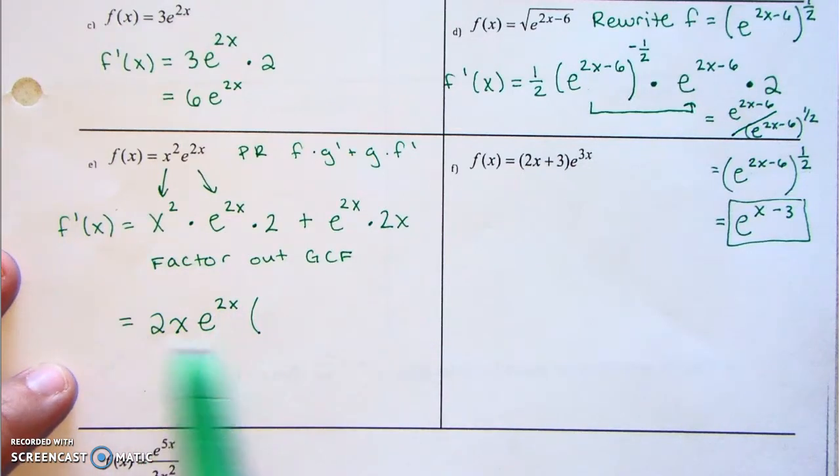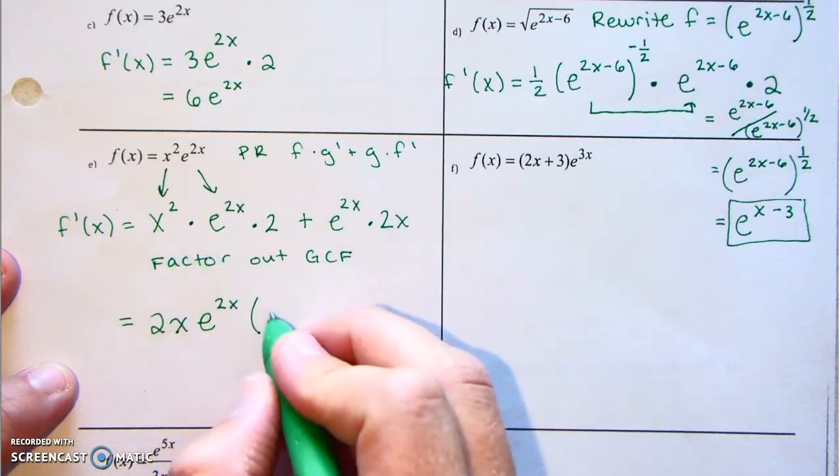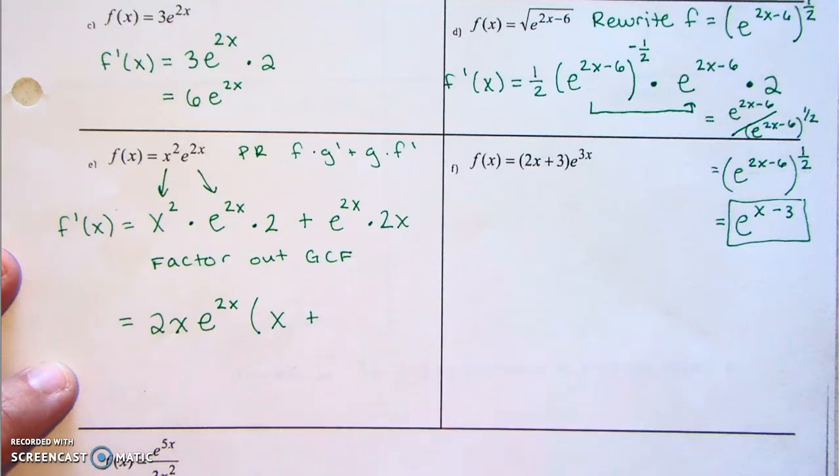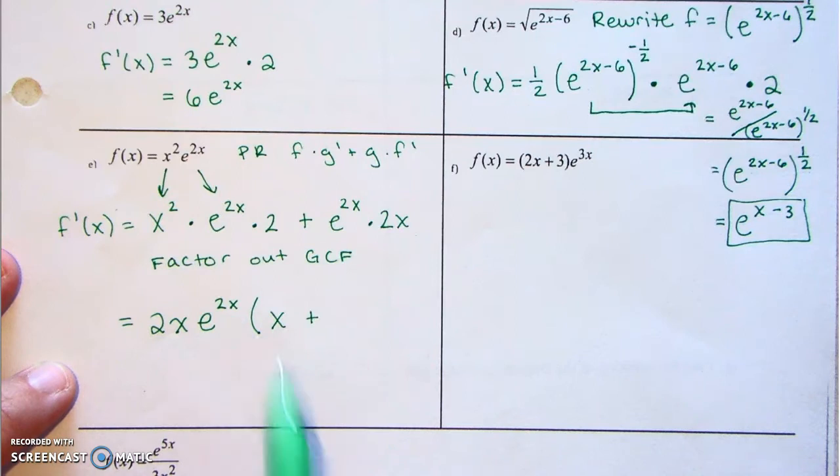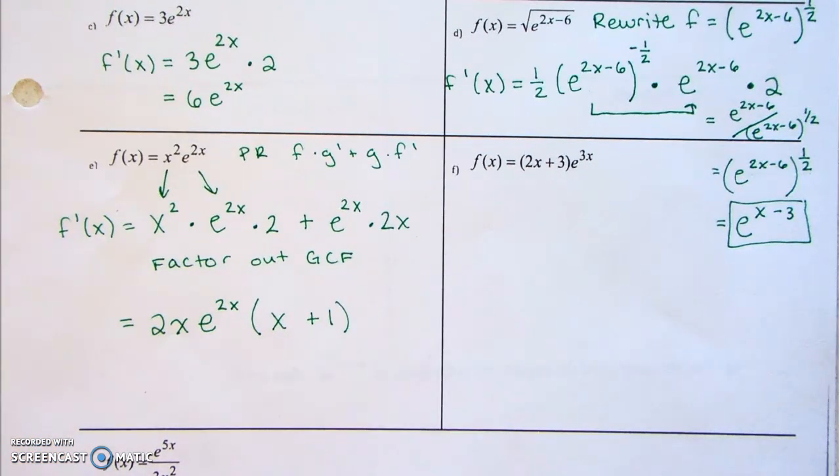Now I took all of this out of the first term. What would be left in that first term? An x, and if I took 2xe to the 2x out, then I'm left with a plus 1. All right, that's the product rule.